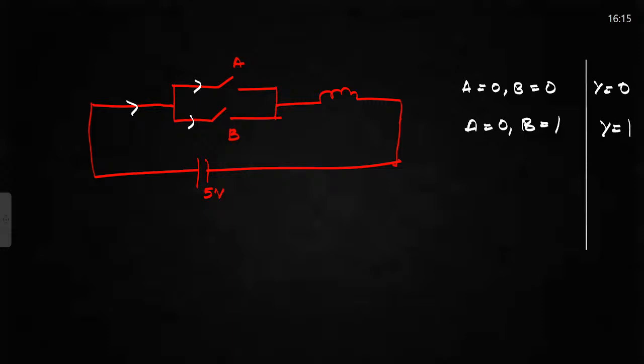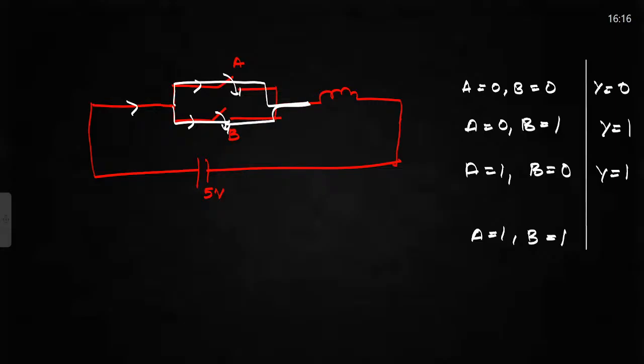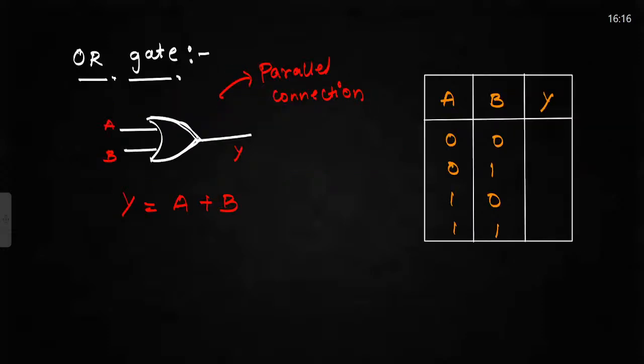Now I am taking A is equal to 1 and B is equal to 0. Then this is open and this is closed, so I will have a current path from this end. So my output will be 1. Even if I am closing both the switches, the current will flow through both. So my output will be high. So this is the OR. Only if both the switches are off, my output is low. If either of my switches is on, then my output is on. So that is the OR.